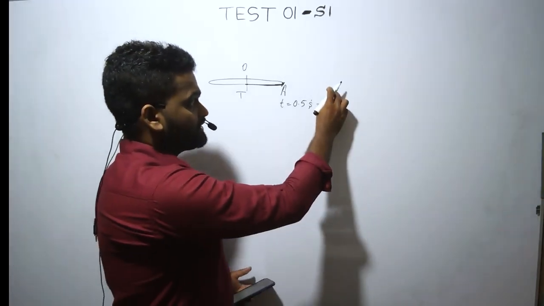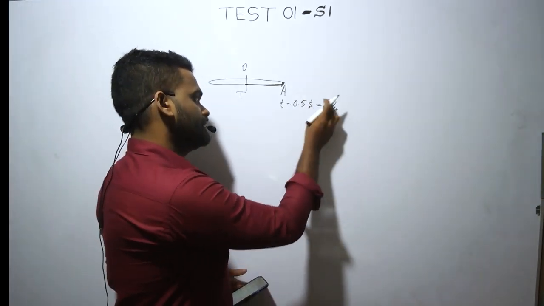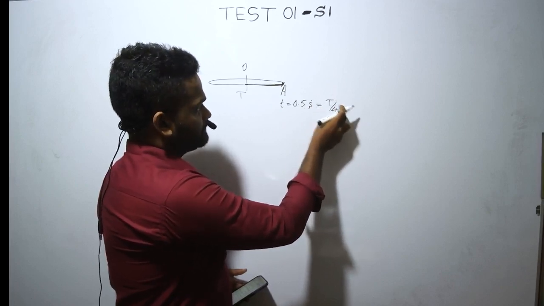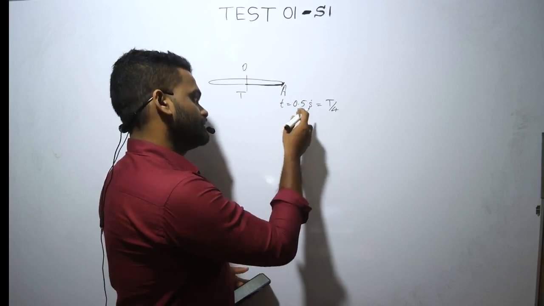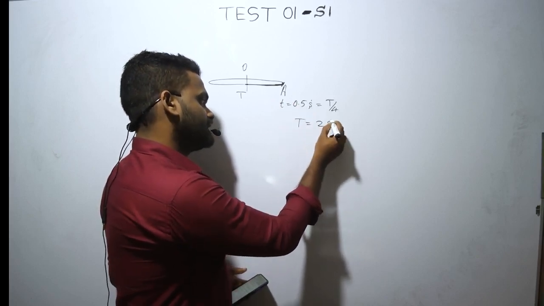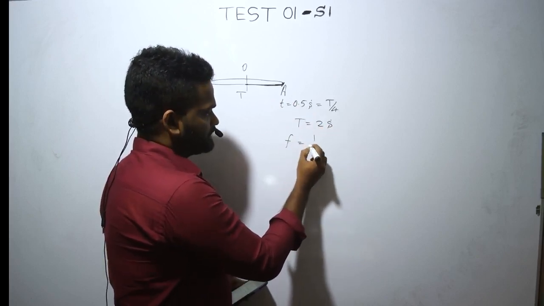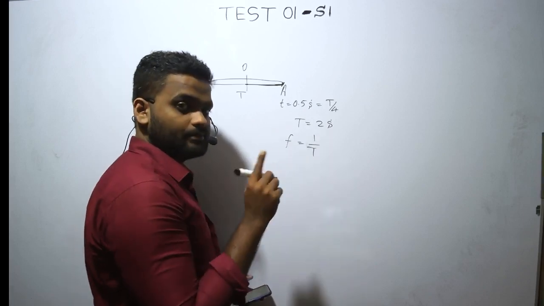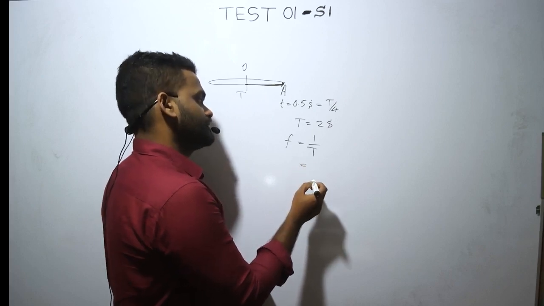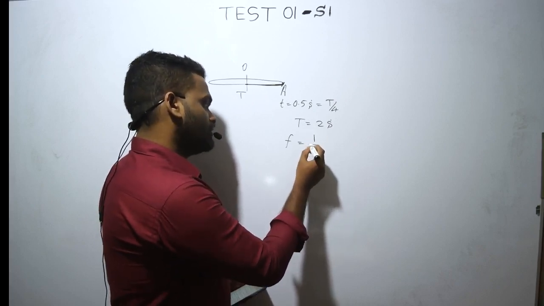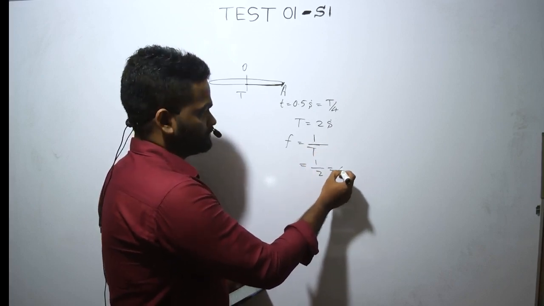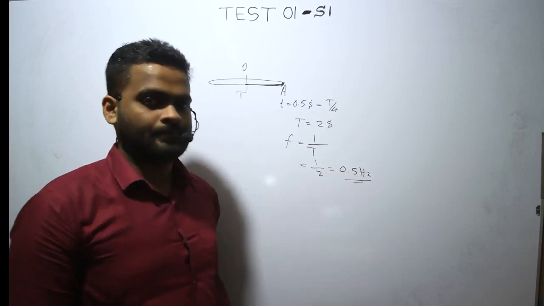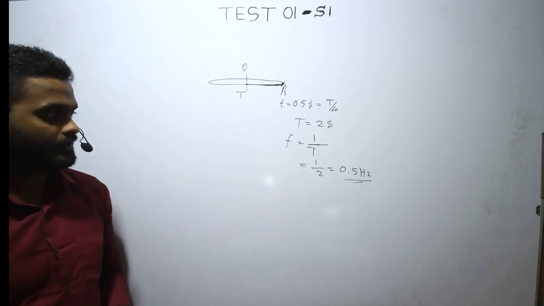So what they ask is the frequency, and first you have to find capital T. Capital T is equal to 4 times 0.5, so it is 2. T equals 2 seconds. Frequency is equal to 1 over time period. You're supposed to know these equations, right? So 1 over 2 means 0.5 hertz. Got it? The frequency is 0.5 hertz.